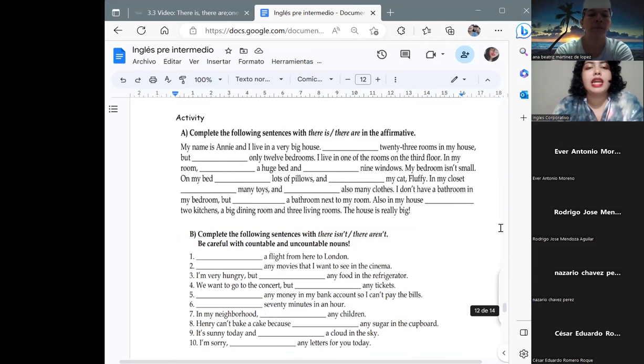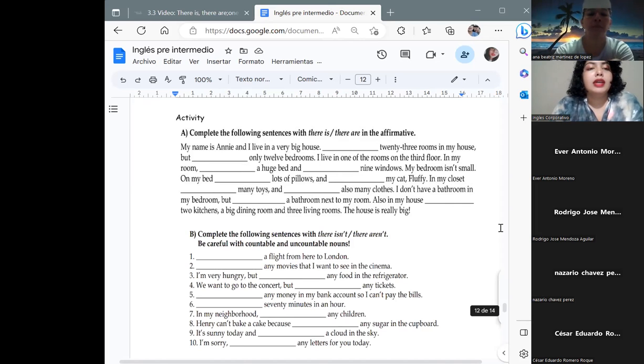Ok, vamos a ir leyendo parte por parte y vamos a ir decidiendo, ¿verdad? ¿Qué es lo que mejor le queda? Vamos a empezar a leer. Voy a leerlos, luego vamos a tener un momento para analizar si ustedes ya tienen sus respuestas. Wait for the others. Vamos a esperar un poquito para que los otros también lo piensen un poco.